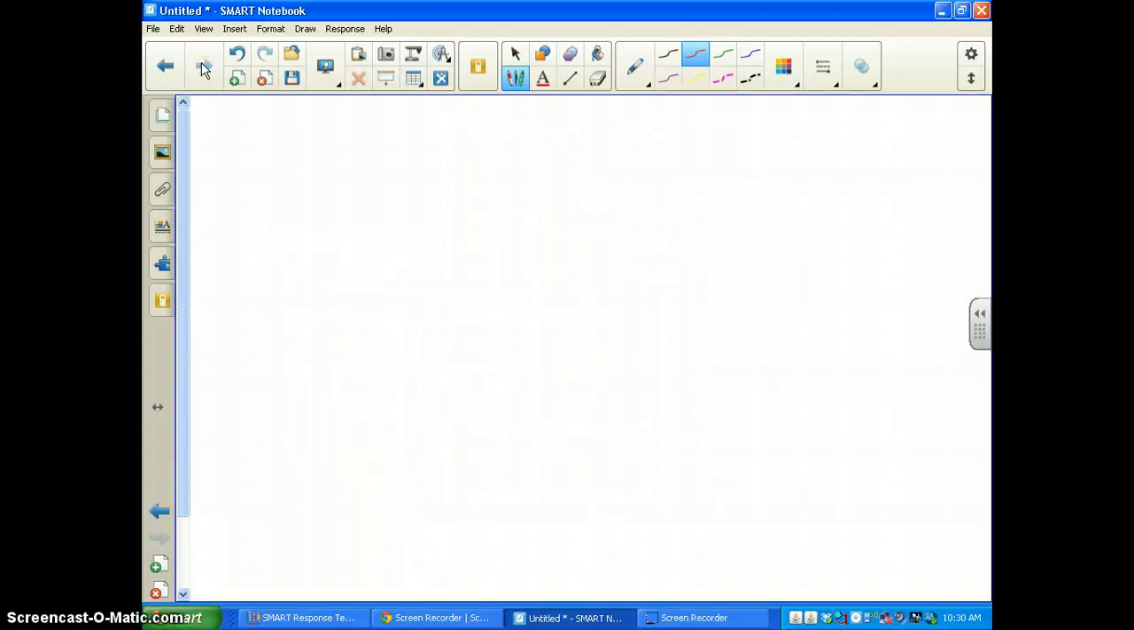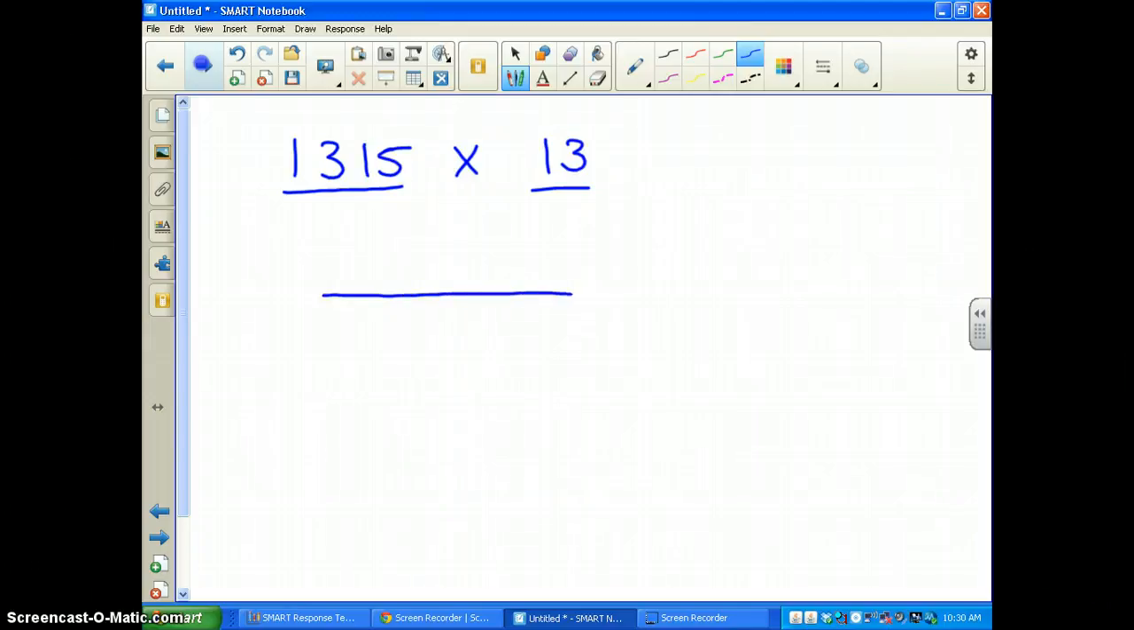So let's do it now with a 4 by 2. We'll just choose a number here. Let's do 1,315 times, let's do that 13 again. Okay. So what we're going to do now is a 4 by 2 array. So let's do our 4 by 2 array. Make it longer on one side.